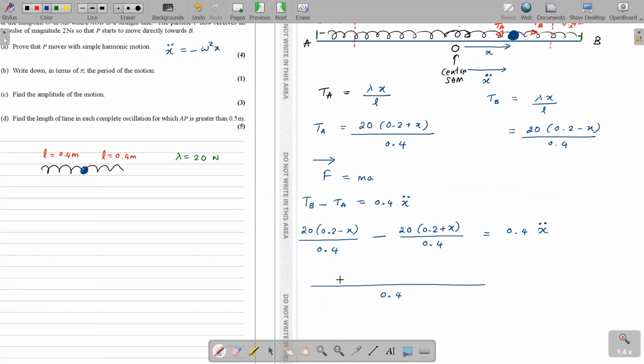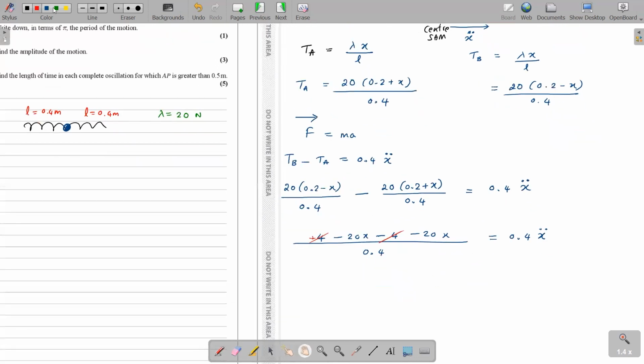Shall I take 0.4 as a common denominator? 20 into 0.2 is 4, minus 20x. Minus 20 into 0.2 is minus 4, and minus 20 into x is minus 20x. Am I correct? Yes? The plus 4 and minus 4 cancel off, and you get minus 20 minus 20, which is minus 40, divided by 0.4, x equals 0.4 x double dot.